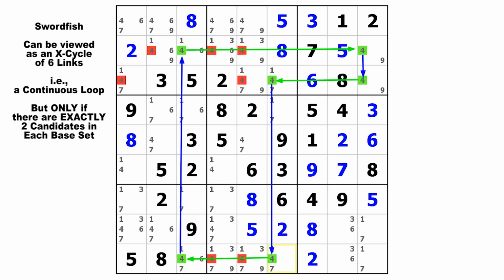The strong links are the base sets, and the converted strong links lie in the cover sets, which are rows 2, 3, and 9. But of course, this will not work if there are 3 candidates in any one of the base sets, and in that case, you could only view it as a swordfish. But please be aware that it is going to be a rare occurrence when you find an XCycle of more than 6 links. Continuous loops of more than 6 or 8 links are most likely going to be composed of several different digit candidates, so they will probably not be XCycles, and that's fine.